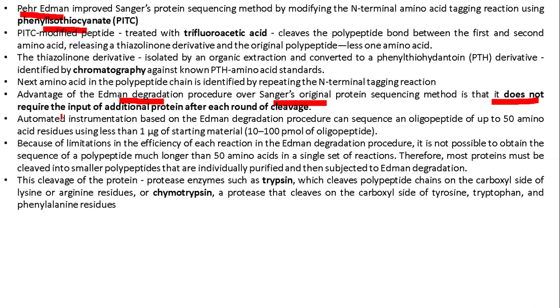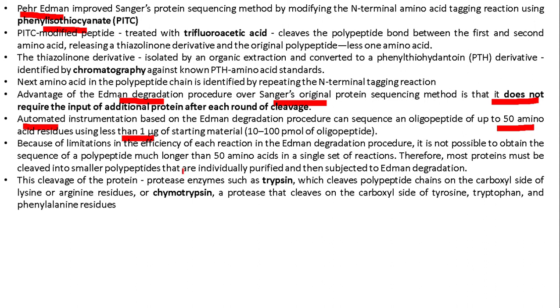Not only that, this method is now automated, which means now machines are invented which are controlled using a computer. You need just to add less than 1 microgram of the peptide solution along with the necessary reagents, and you give the necessary commands using the computer. The machine will do everything by itself. Usually we use oligopeptides not more than 50 amino acids long.